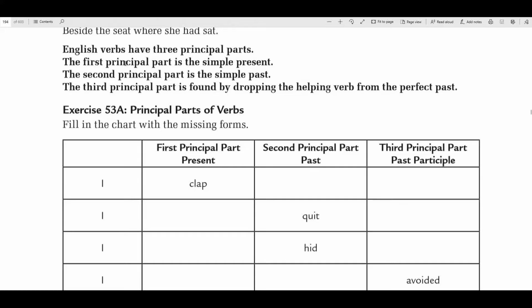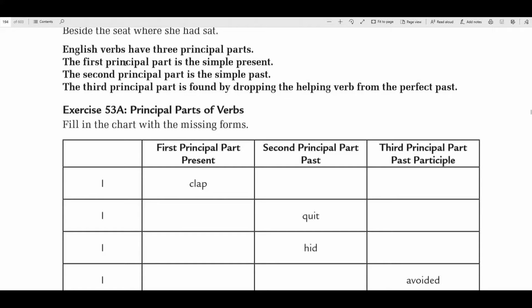English verbs have three principal parts. The first principal part is the simple present. The second is the simple past. Remember those simple verbs, there are no helping verbs with them. It's just present and past. Sometimes you have to change the whole word. Other times you just add -ed or -d.